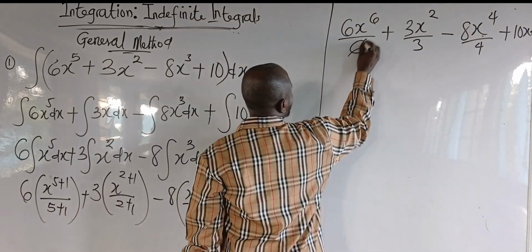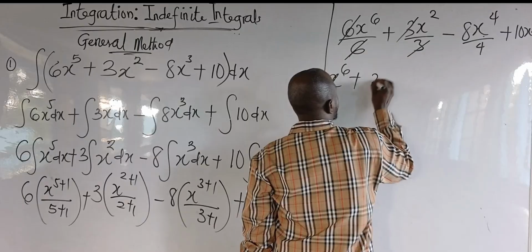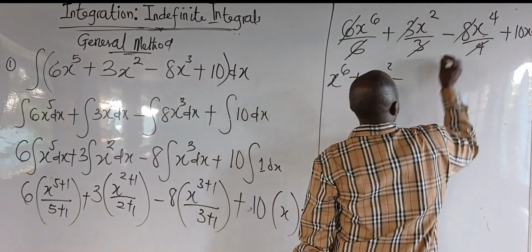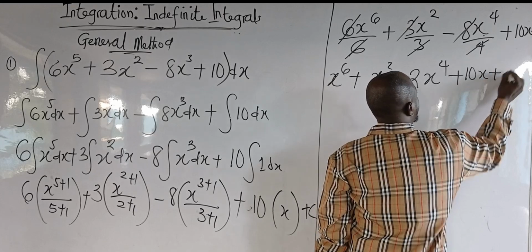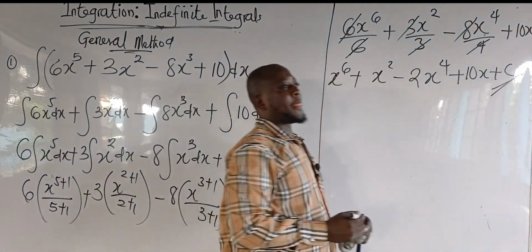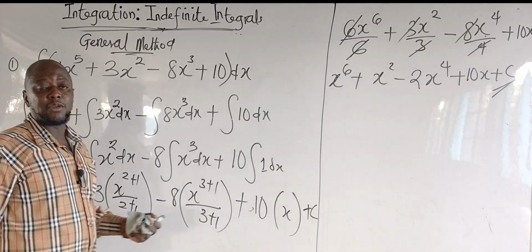So observe that this is common here. I can do it like this. This one can take care of this. I can do it like this. This can take care of this. I can do this like this. Then plus 10x will give us c. This is how this is done here. This is how you do this one.